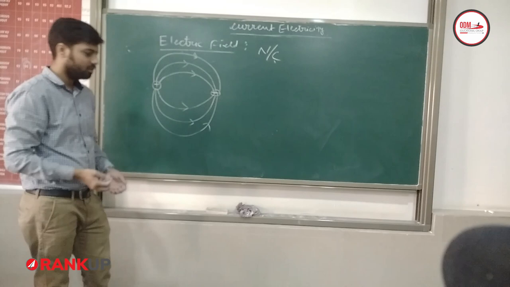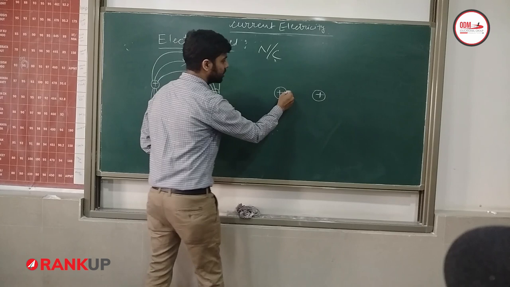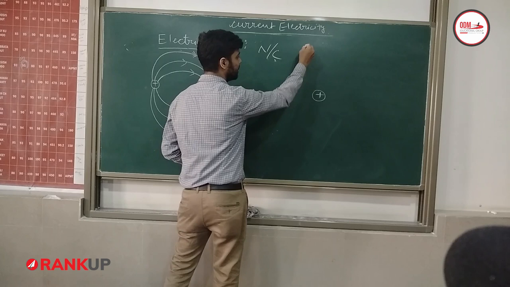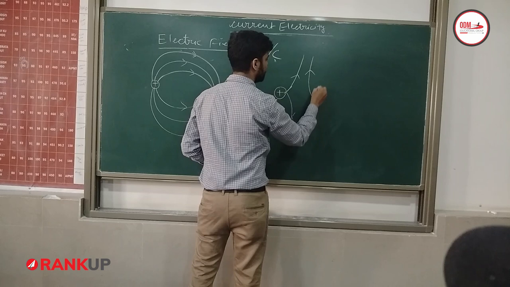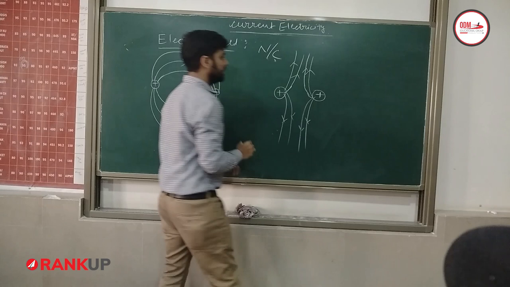If we have two like charges, then what will happen? These two will remain apart. The electric line coming out towards this one will not go to this because this is positive. So it will repel and go like this. Got it?